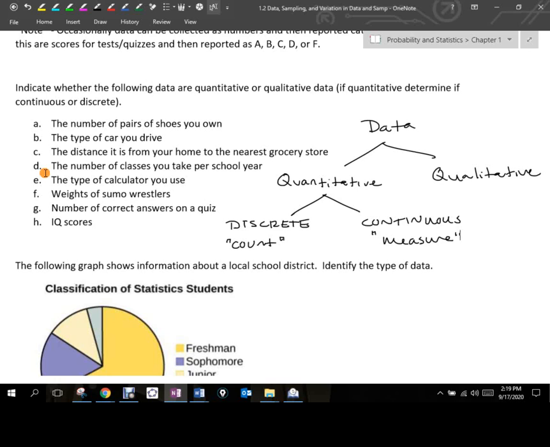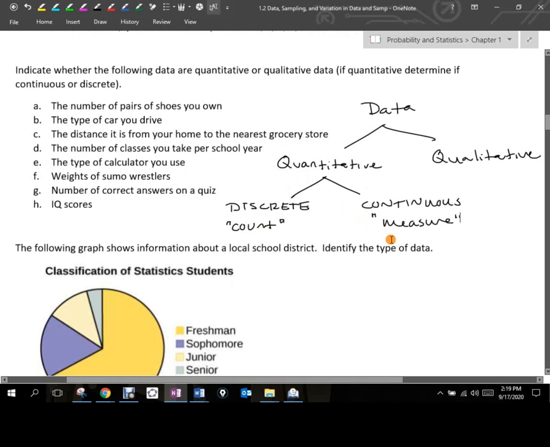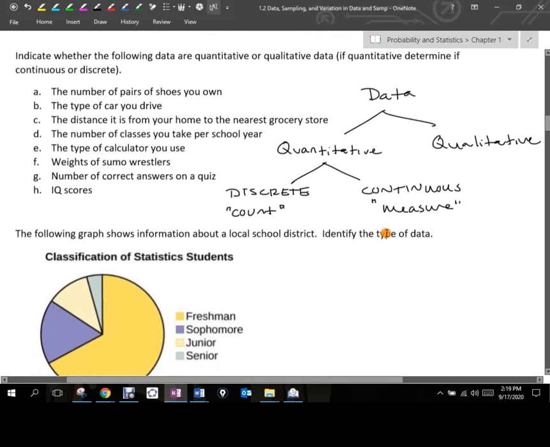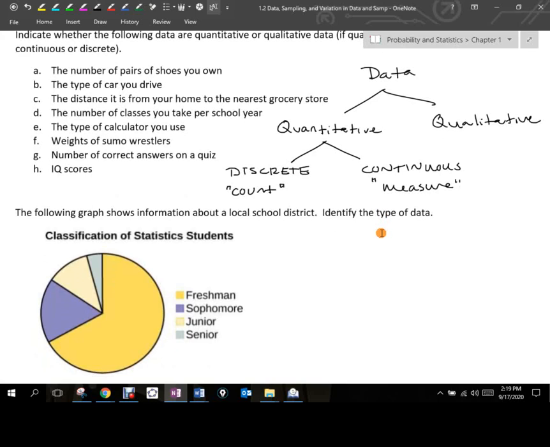What about the number of classes you take per school year? Quantitative, discrete, okay? Has to be a whole number of courses, okay? Type of calculator you use? Qualitative, okay? Weights of sumo wrestlers? Quantitative, discrete, or continuous? It is continuous. So sumo wrestlers don't weigh just like 320 pounds, right? They're going to weigh 320 point whatever, okay? So that's going to be continuous. Number of correct answers on a quiz.